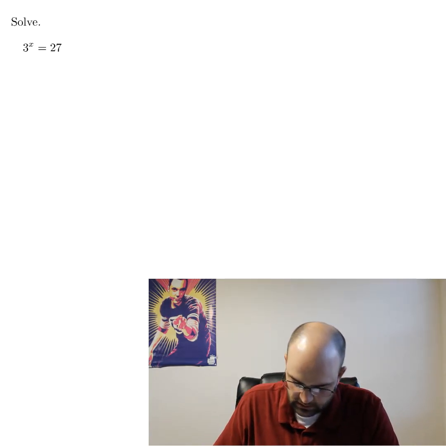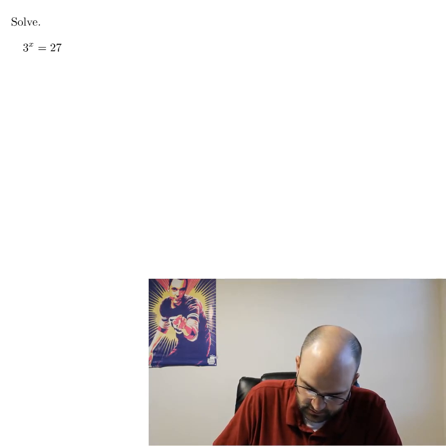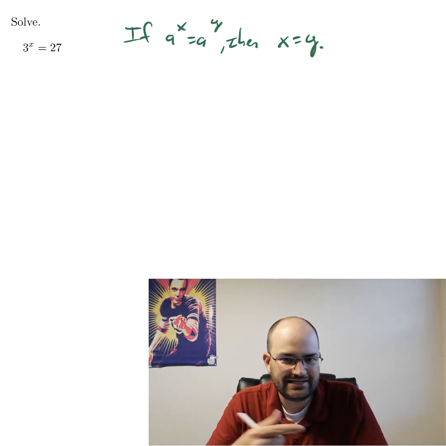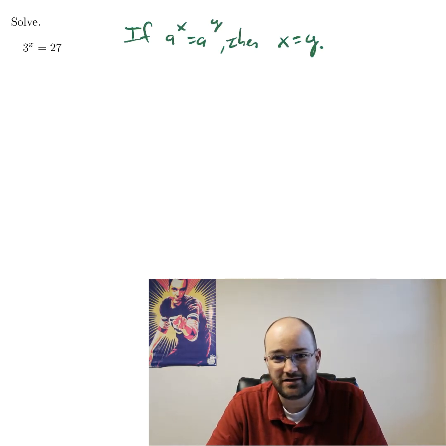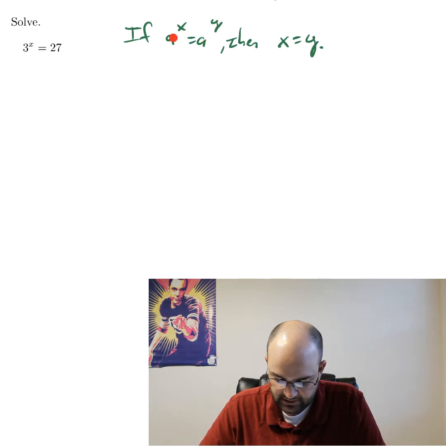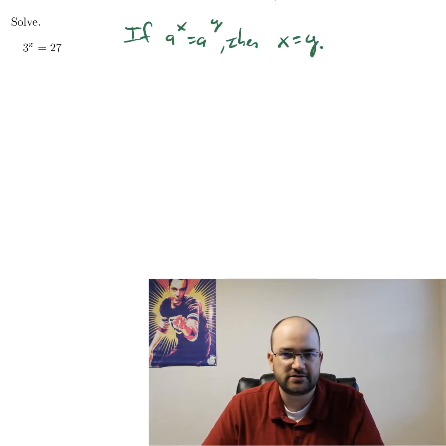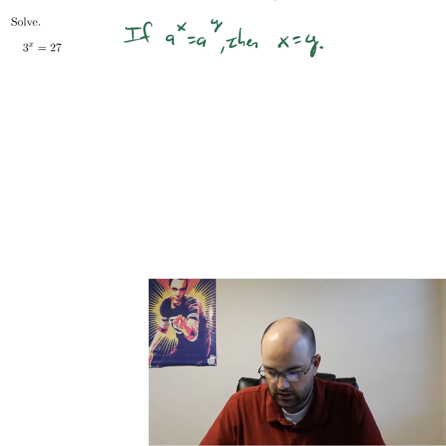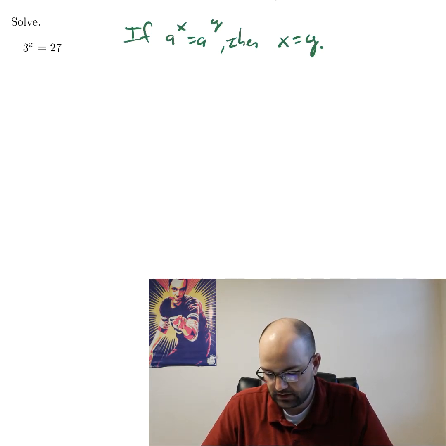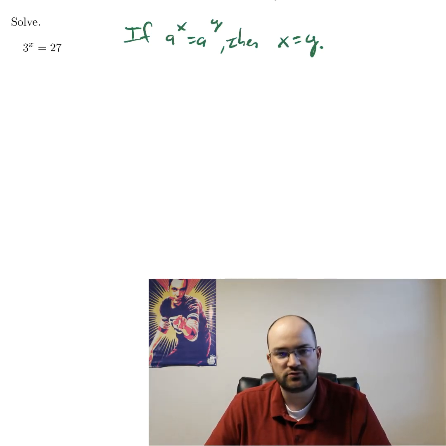What I want to do is look at this theorem. The theorem says if a to the x equals a to the y, then x equals y. And this is true because a to the x and a to the y are both exponential functions, and the exponential functions are one-to-one. What that means is if these two things are the same and they have the same base, the exponents have to be the same. That's actually kind of the definition of a one-to-one function. I haven't really talked much about that. It's not all that necessary for us, but that is the reason that this works. So if a to the x equals a to the y, then x equals y.